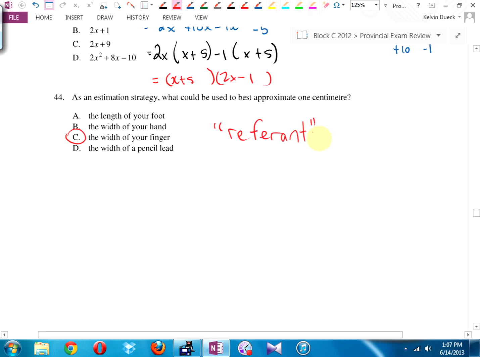a referent. As an example, a referent for 1 meter is about the length of 1 stride-ish. The referent for 1 foot, there's a reason it's called a foot. It's about the length of 1 foot, roughly. Referent for a centimeter, my pinky's about a centimeter across.